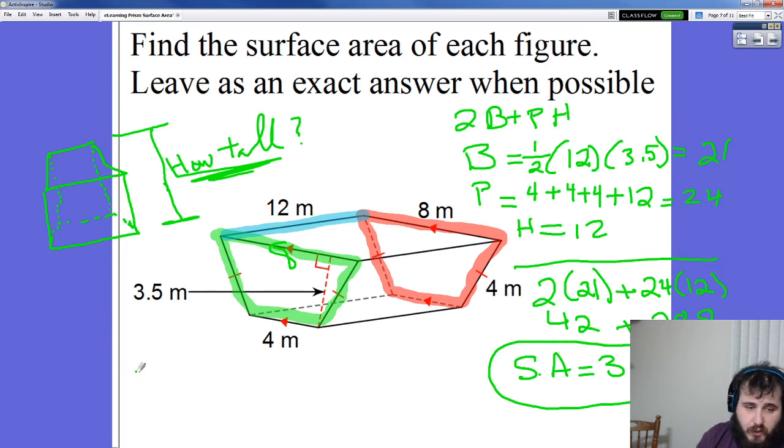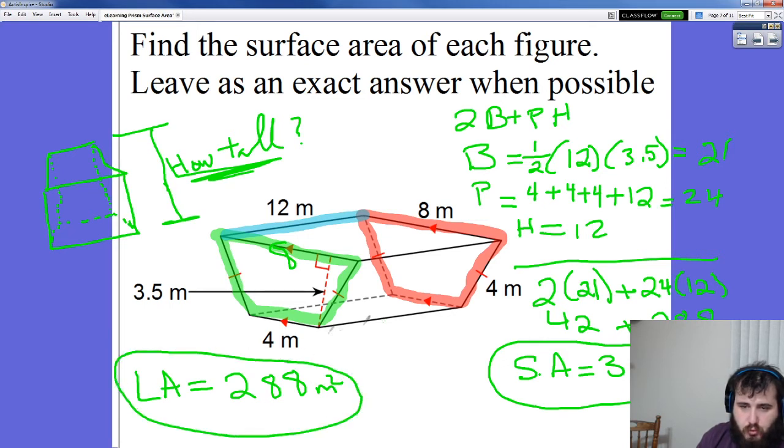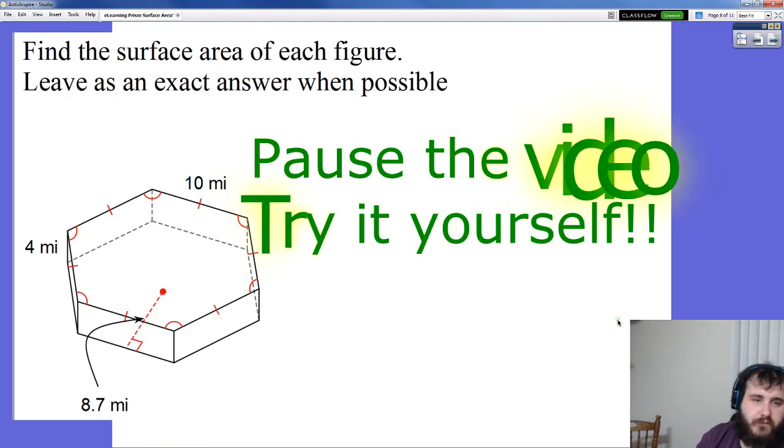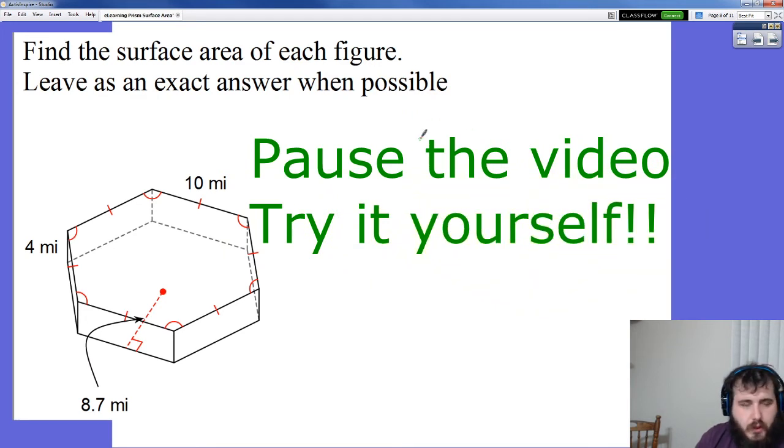Now if I wanted the lateral area, that would just be this second one right here, this 288 number. Lateral area is just perimeter times height. Here's the perimeter, 24. Here's the height, 12. Perimeter times height is 288. But if they want the whole thing, the surface area, 2b plus ph, that'll end up being 330. All right, give this one a try.